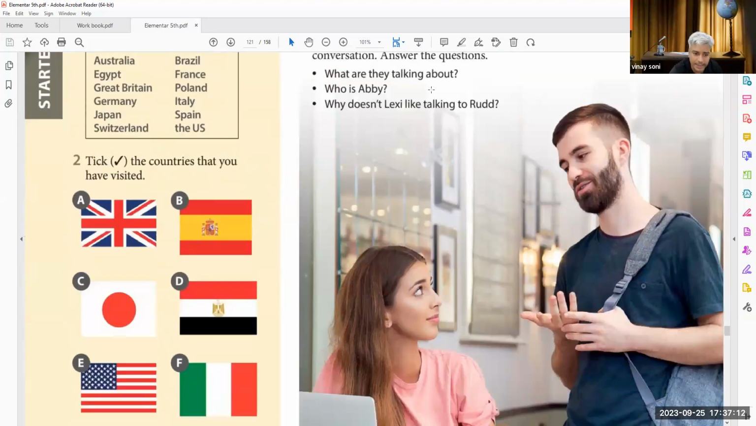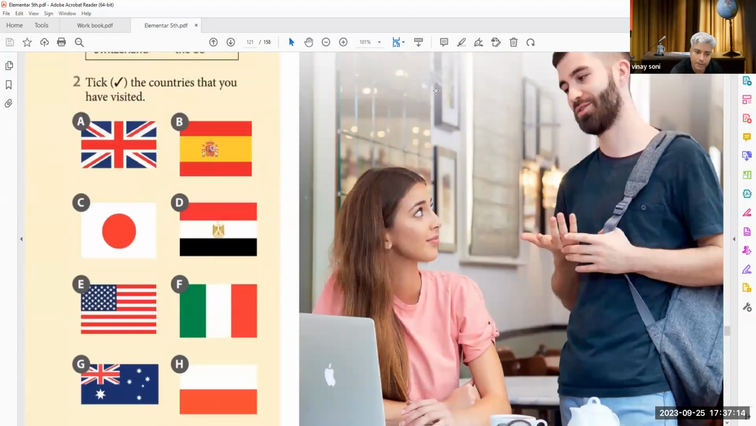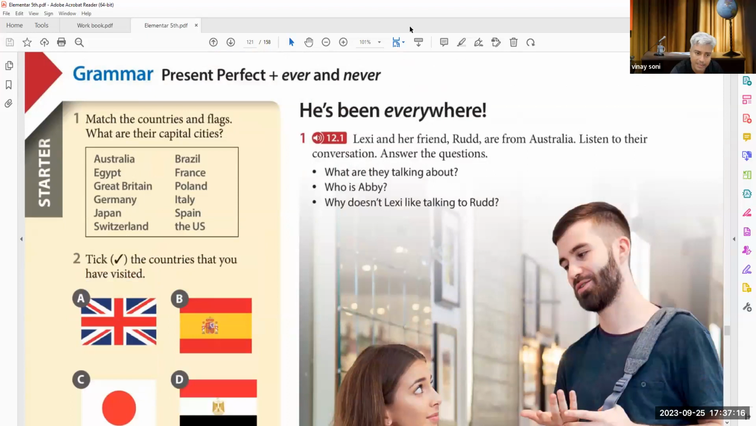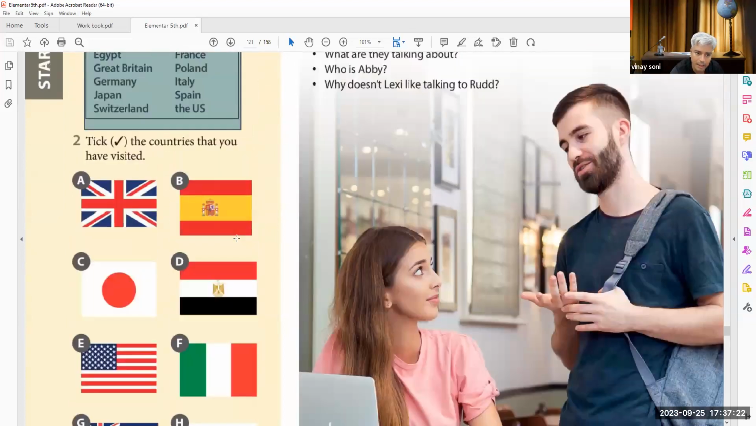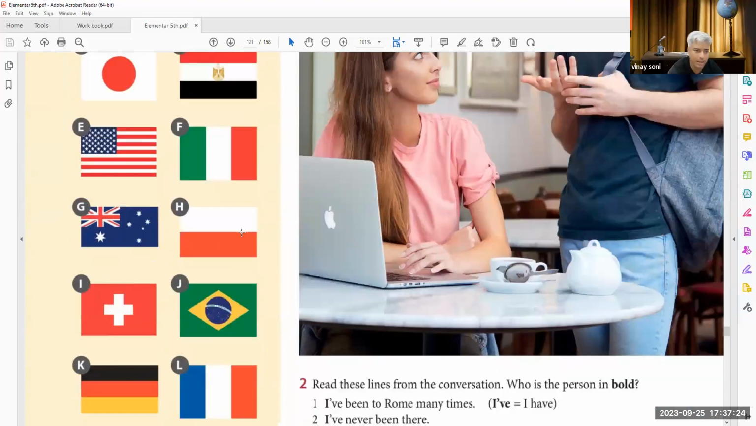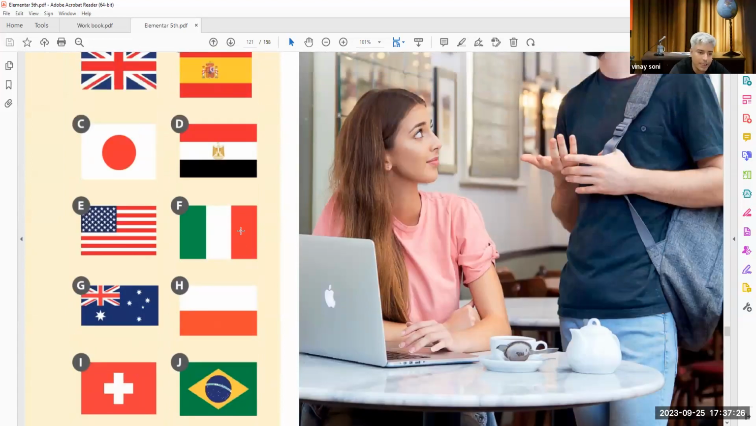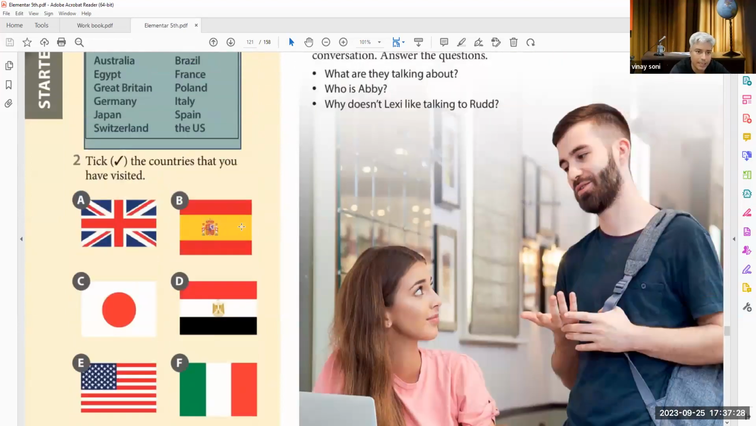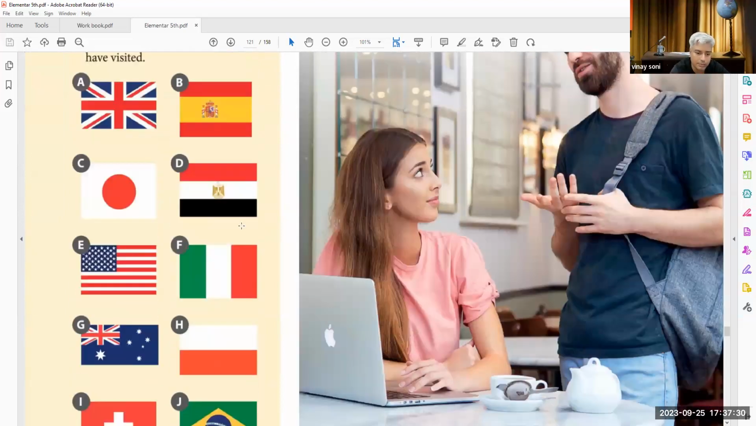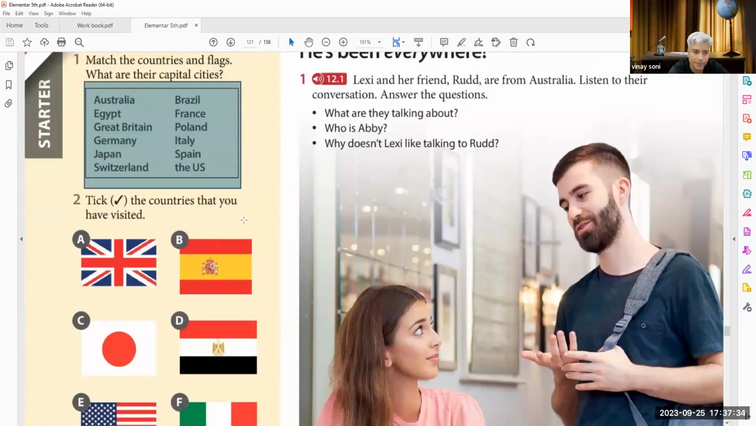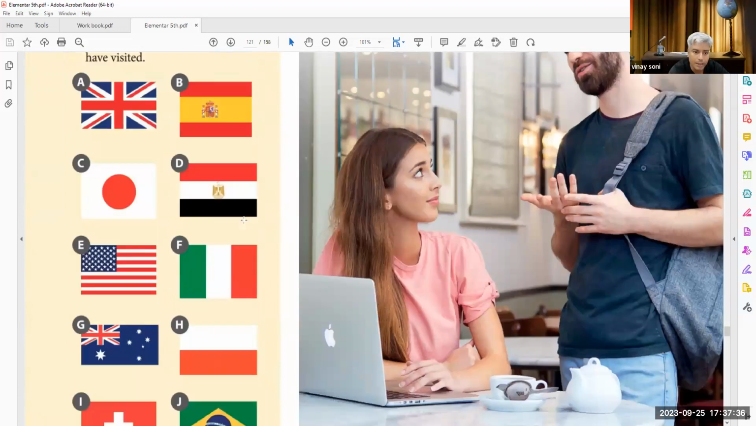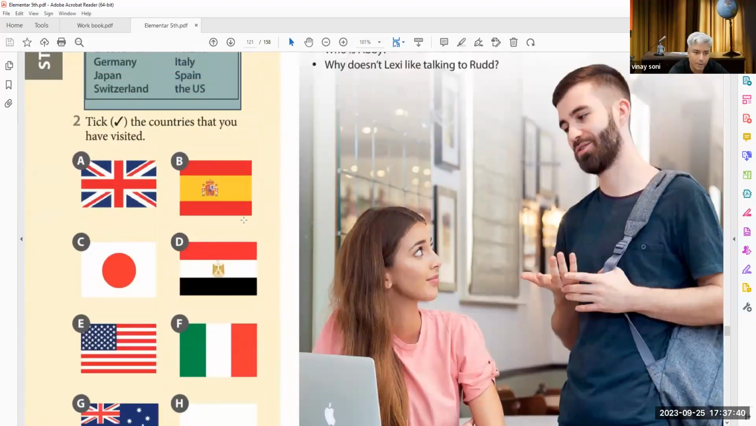Starter section. These are some flags of some countries. We are going to match them. We have the names of the countries in the box. Australia, which flag? G, Australia. Okay, Brazil. J is Brazil's flag. That's right. Egypt. D is Egypt's flag. Okay.